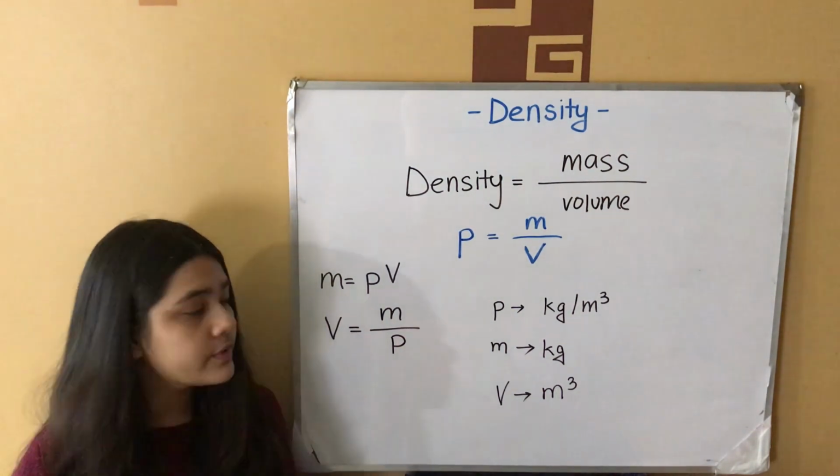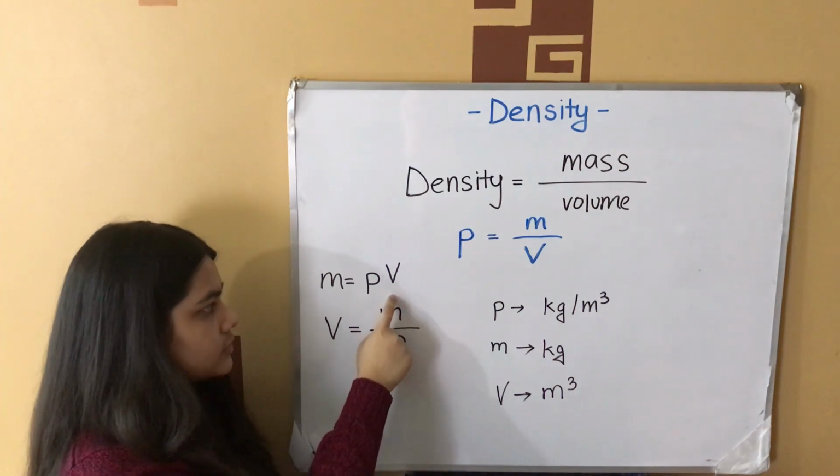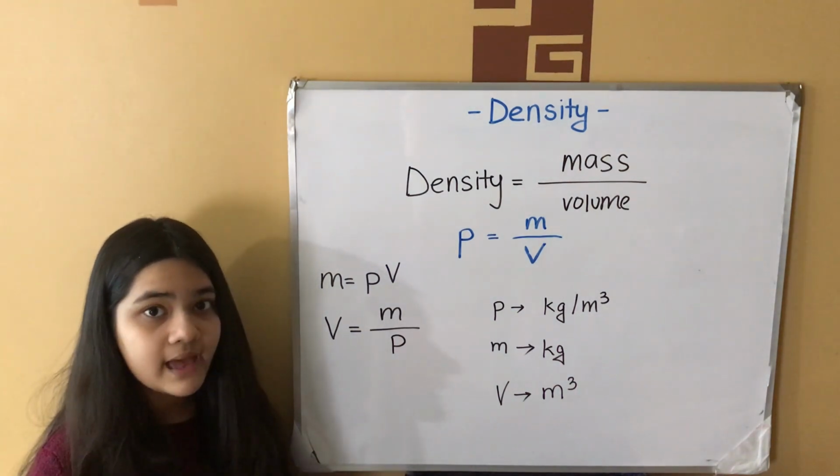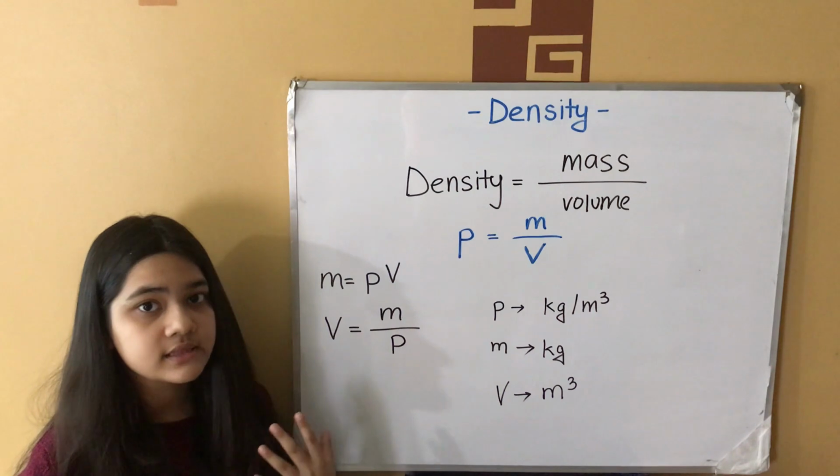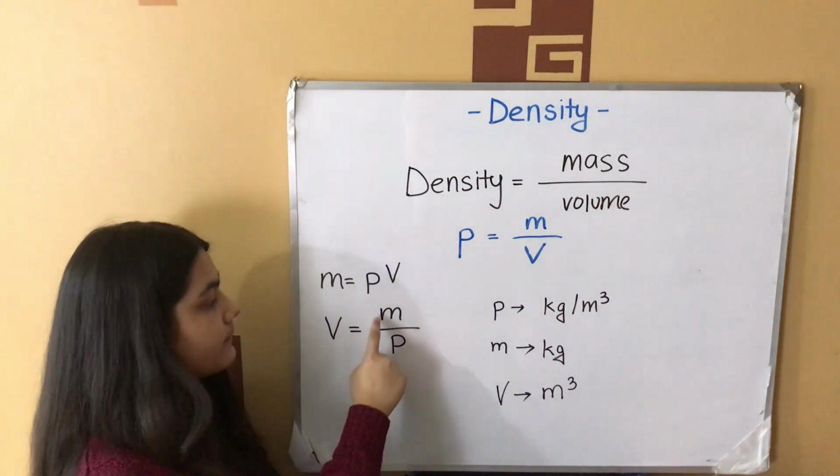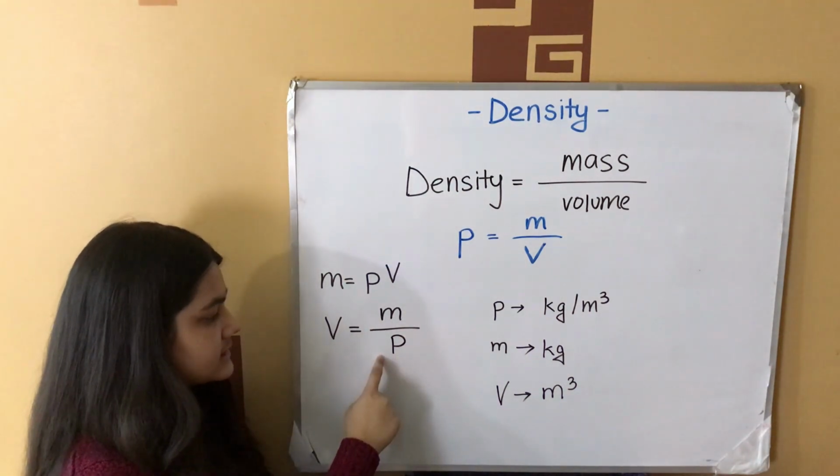If we have density and volume, we can find the mass. To find mass, we have to multiply density with volume. If we have the mass and density, we can also find the volume by dividing mass by density.